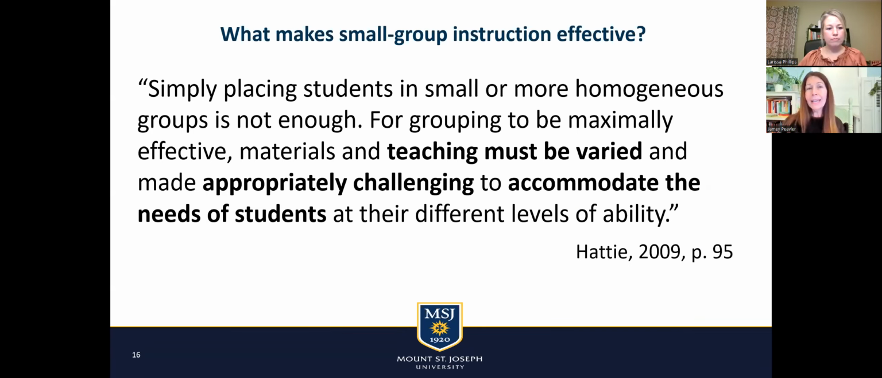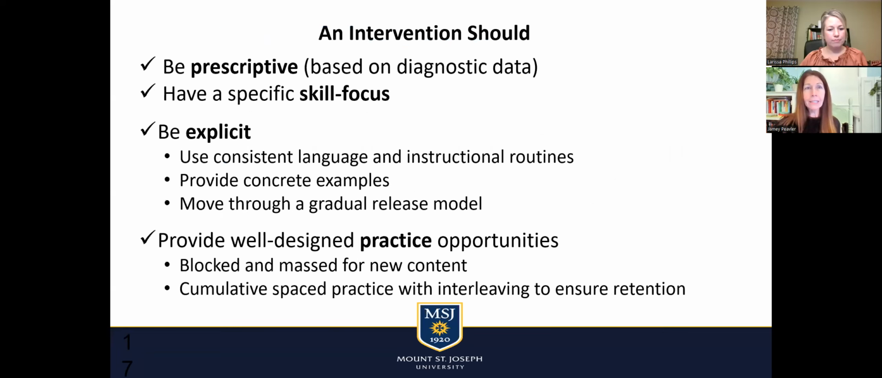It has to be very intentional in terms of the materials and the teaching that we're using, that it's challenging in an appropriate way, not a frustrating way, and that we're always focused on meeting the needs of the students. So that means we need to be adjusting and we need to be giving lots of feedback. So defining what this looks like is where we're going next.